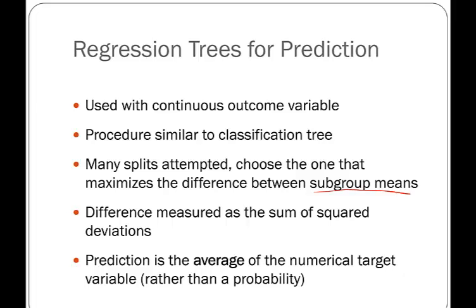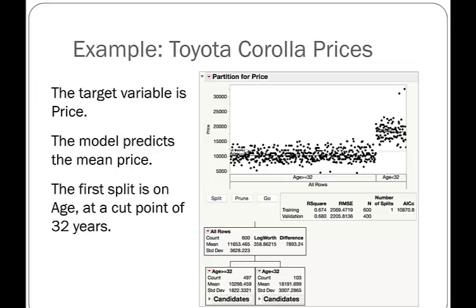Once a terminal node is established, the prediction is just the average for the values in that node instead of a probability. Here we have Toyota Corolla prices. We have price on the y-axis, and we've got age on the x-axis. So whenever age is greater than or equal to 32, or age is less than 32, we're going to have a split. And we're going to calculate the average here and the average here. And the split is going to be based on maximizing the difference between those two values.